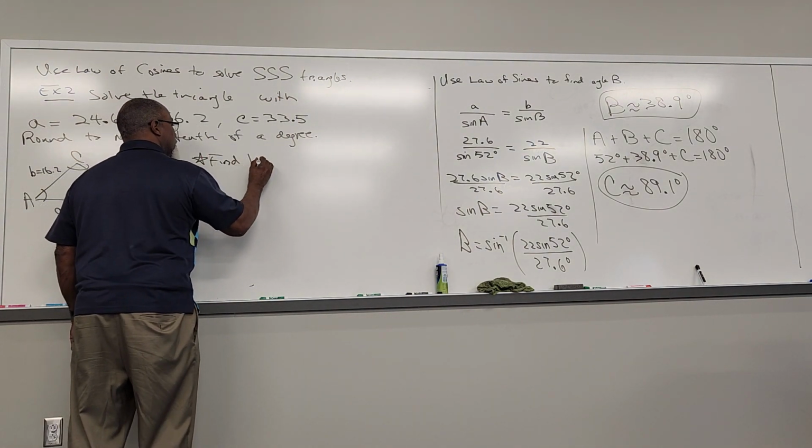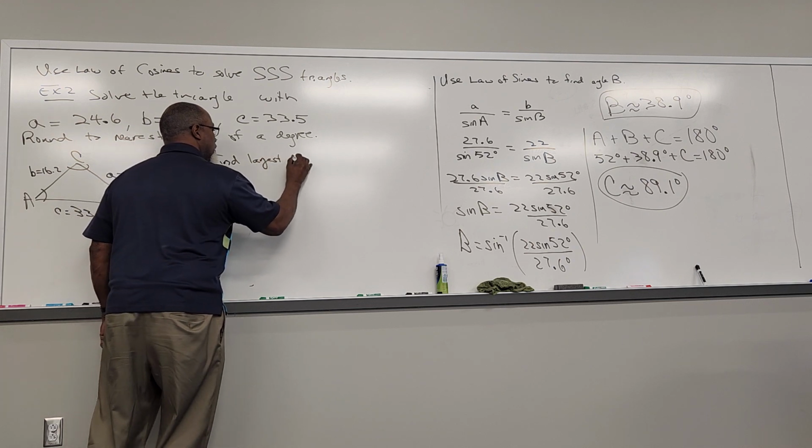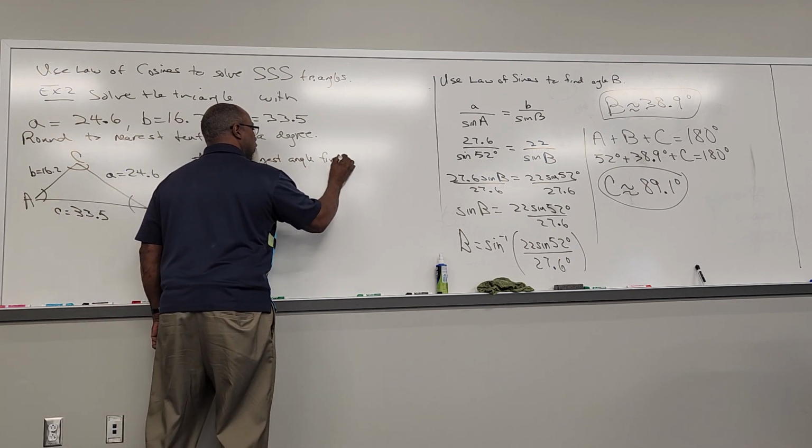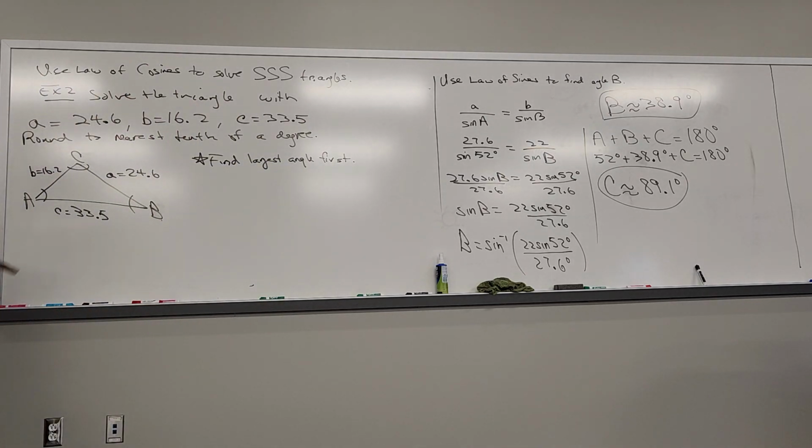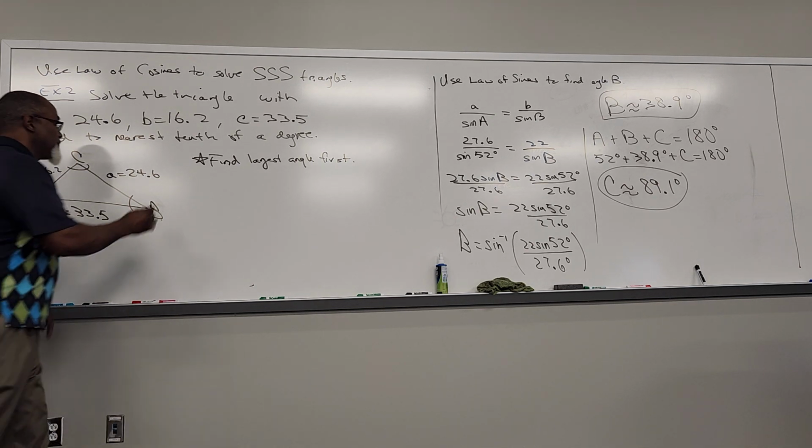Find the largest angle first. Part of the guidelines. Make sure you read through the guidelines. Well, the largest angle is going to be opposite the largest side. The largest angle will be opposite the largest side. So I'm going to find C.